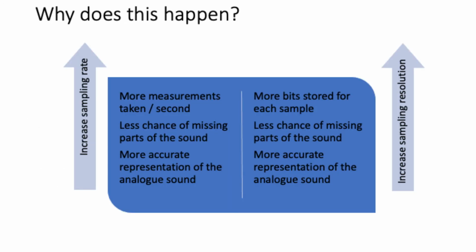Okay, and just an explanation of why those things happen. So as you increase the sampling rate, you take more measurements per second, you have less chance of missing out bits of the sound, so it becomes more accurate. However, you're going to increase your file size. If you increase your sampling resolution, you're going to store more bits for each sample. You're going to have less chance of missing out parts of the sound again. And again, you're going to get a more accurate representation of that analog sound, but again, you're going to end up with a much bigger file.